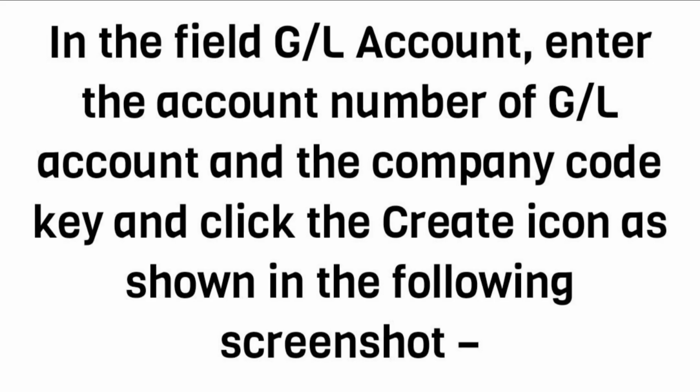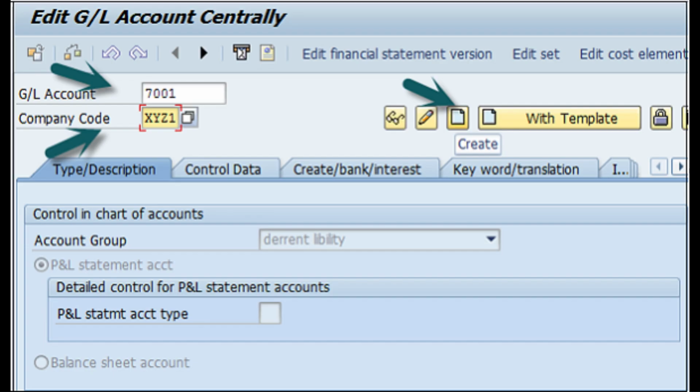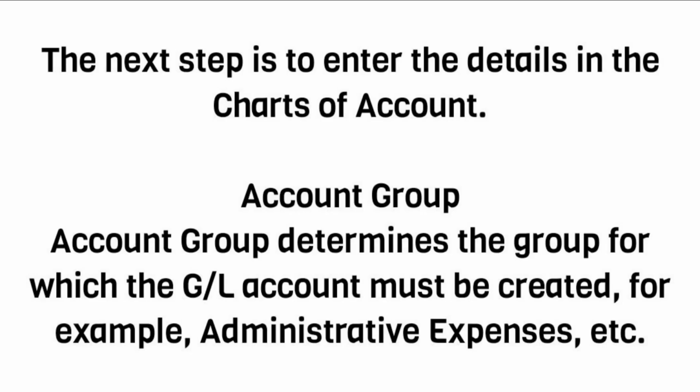In the field GL account, enter the account number of the GL account and the company code key, and click the create icon as shown in the following screenshot. The next step is to enter the details in the chart of accounts.